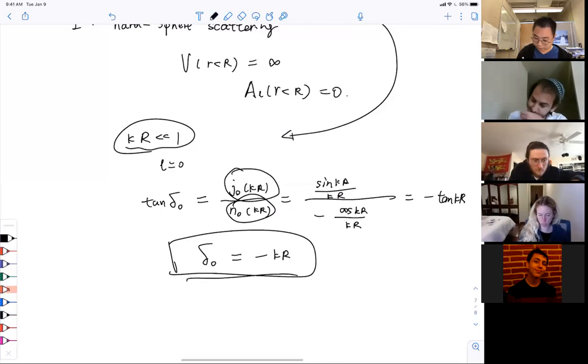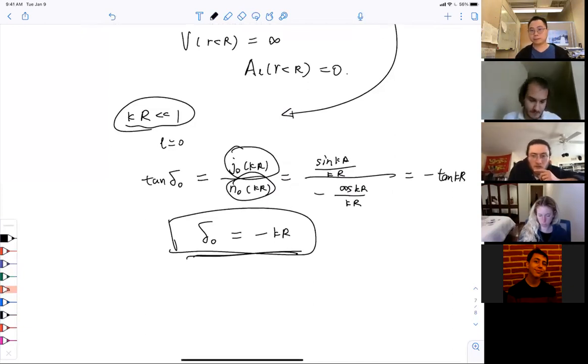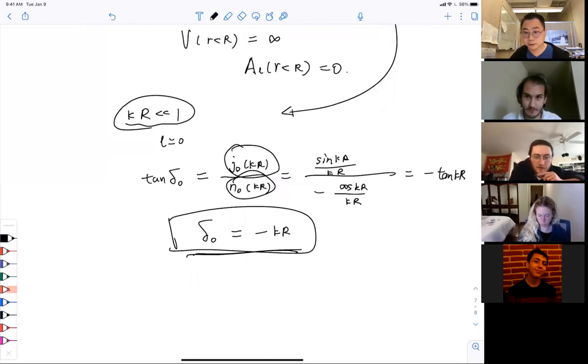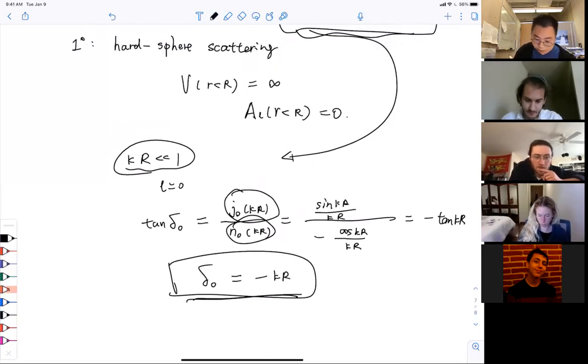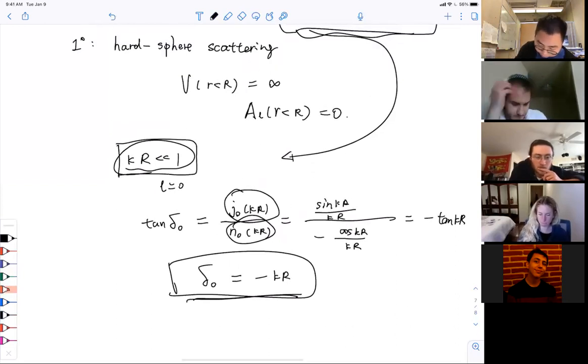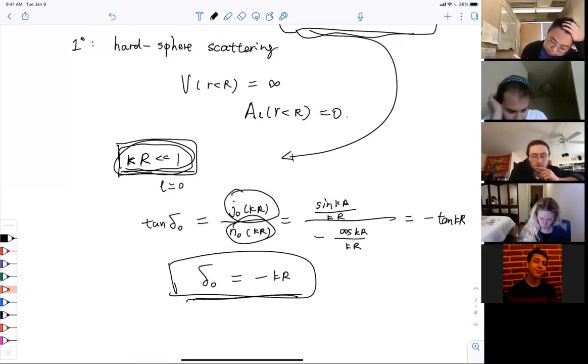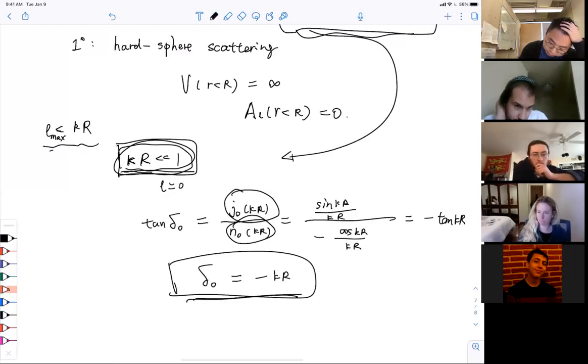Let's look at another example. Could you mention quickly one more time where the L equals 0 approximation comes from? Oh, okay. L equals 0 approximation comes from this guy, K times capital R much smaller than 1, right? This is because there's an upper bound, the maximum L should be smaller than KR. A very rough expression for this.